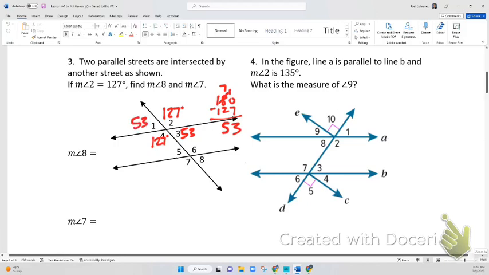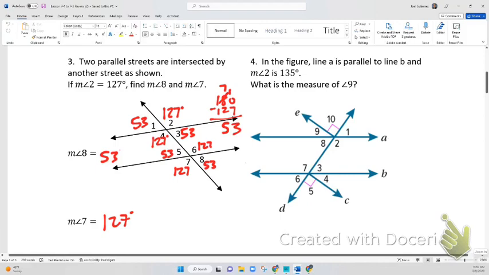Okay? And then from here, 1, 2, 3, and 4 correspond with 5, 6, 7, and 8. So all you need to do is you match everything up. So that means number 6 is 127. Number 7 is 127. Number 5 is 53. And number 8 is also 53. Okay? So from here, the only thing we want to look for is 8 and 7. 8 we said was 53. 7 we said was 127. That is technically the long way.